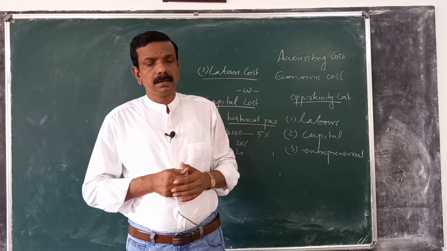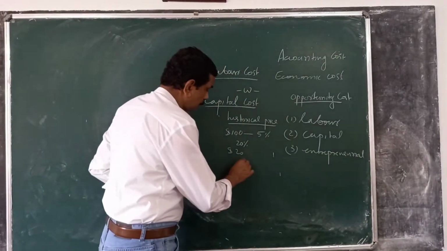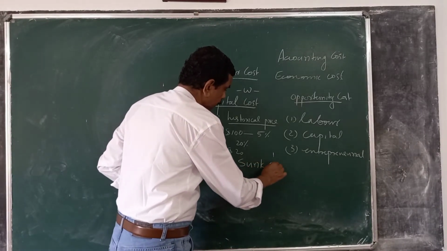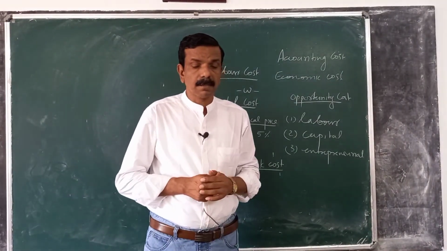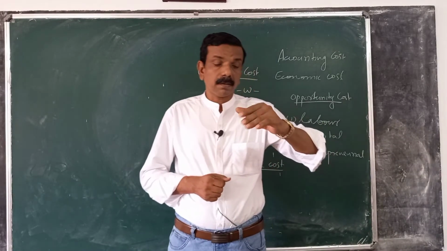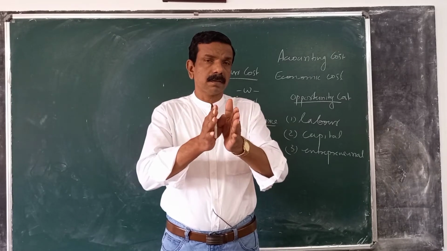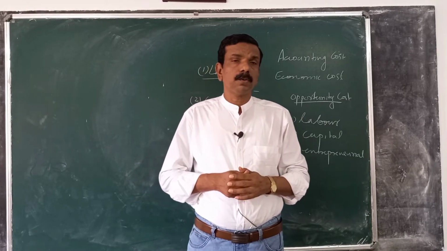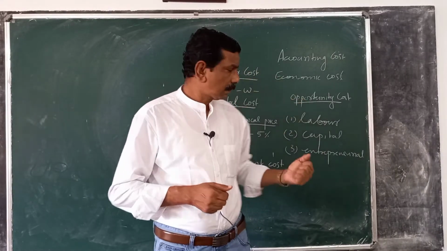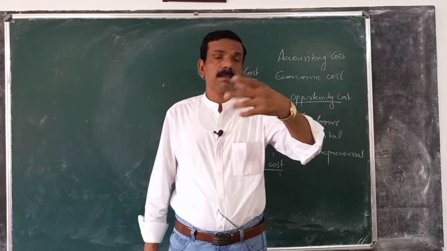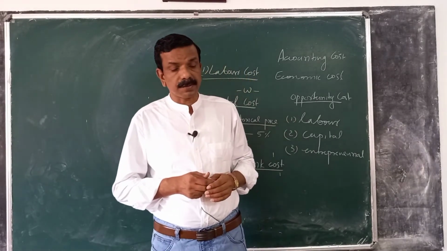An economist considers the historical price of the machine as a sunk cost. Sunk cost means a cost which is made and cannot be retrieved, and sunk cost is irrelevant for current output decisions. It has already been paid and cannot be retrieved. Such a cost is sunk cost, so it is not relevant for output decisions.